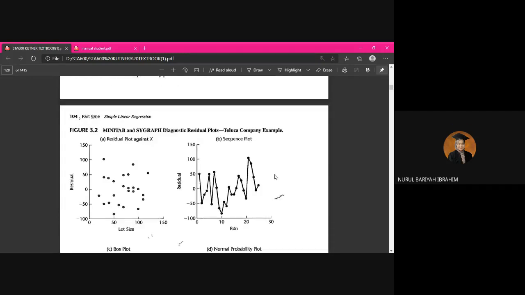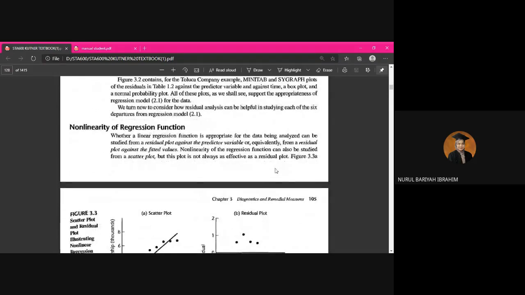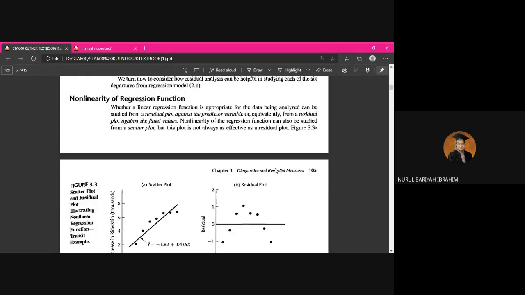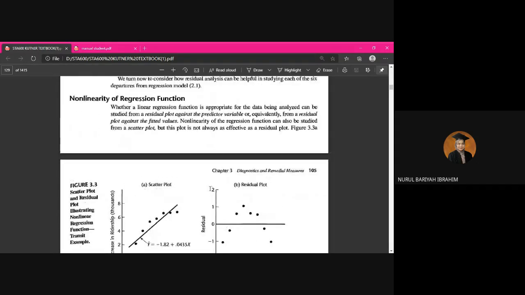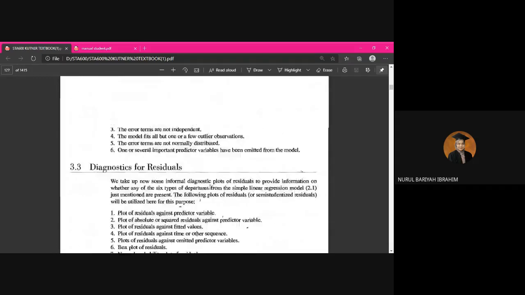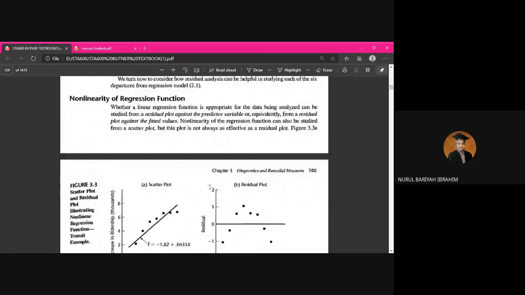So for the previous lesson before this, you have learned how to check for the linearity of the regression function, which is we use the lack of fit test and also the scatter plot, right? So at page 103 and above, this is the diagnostic checking for the residual actually.